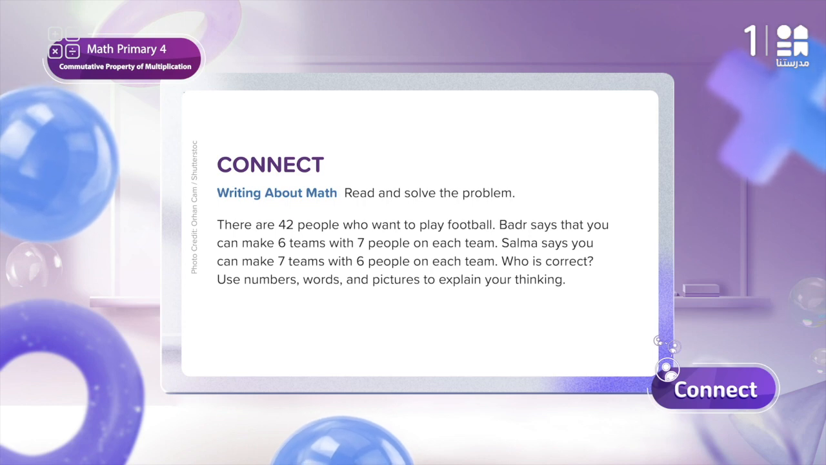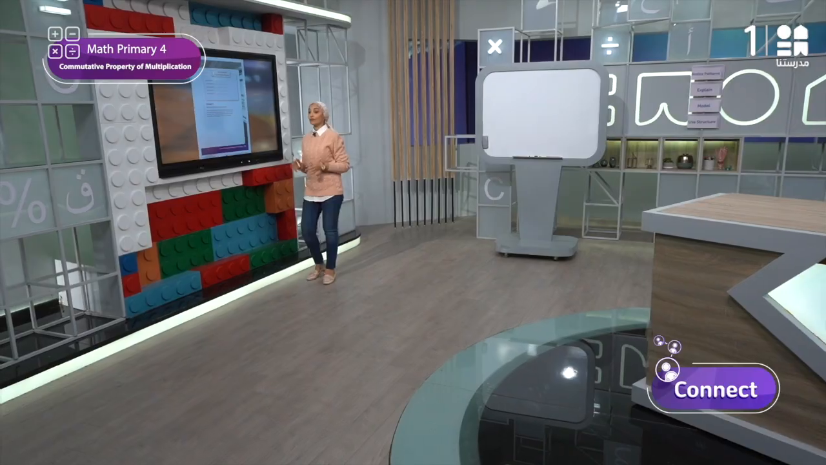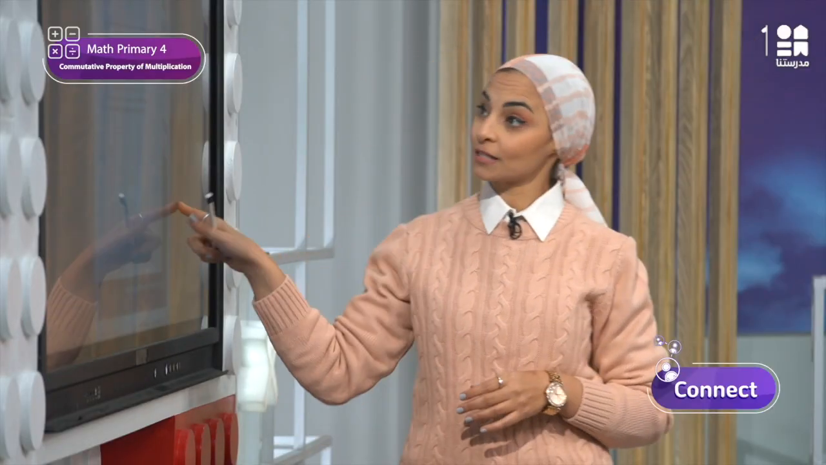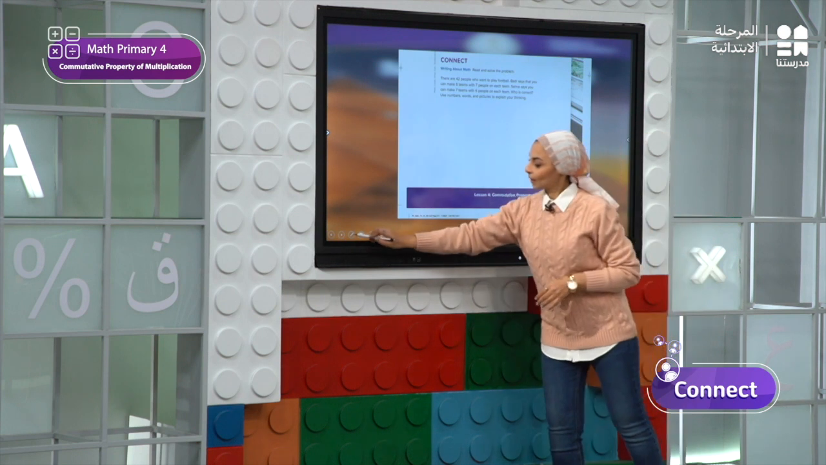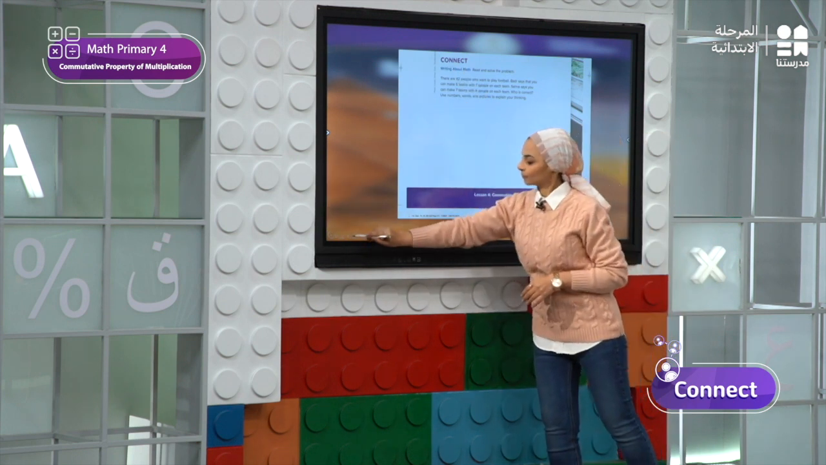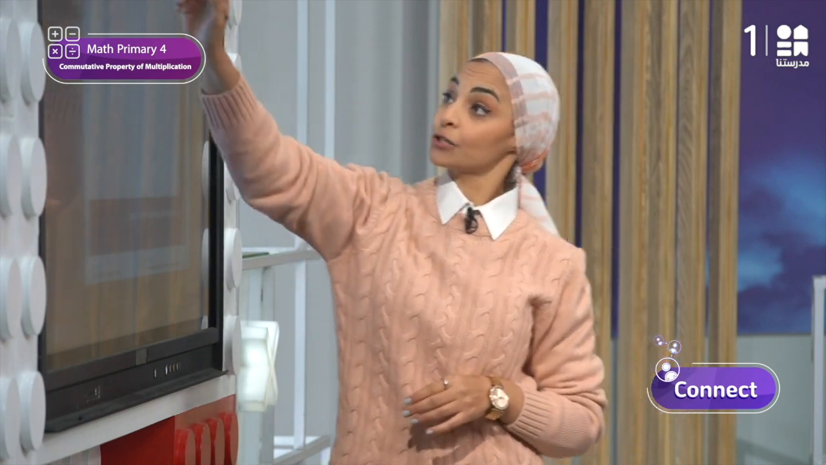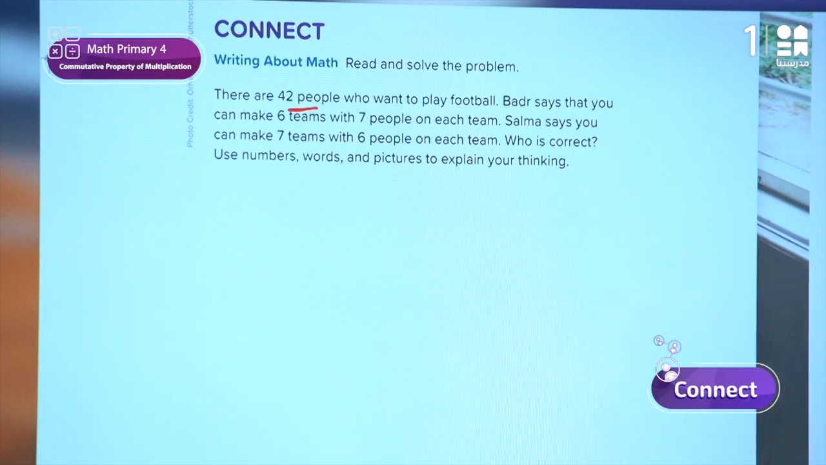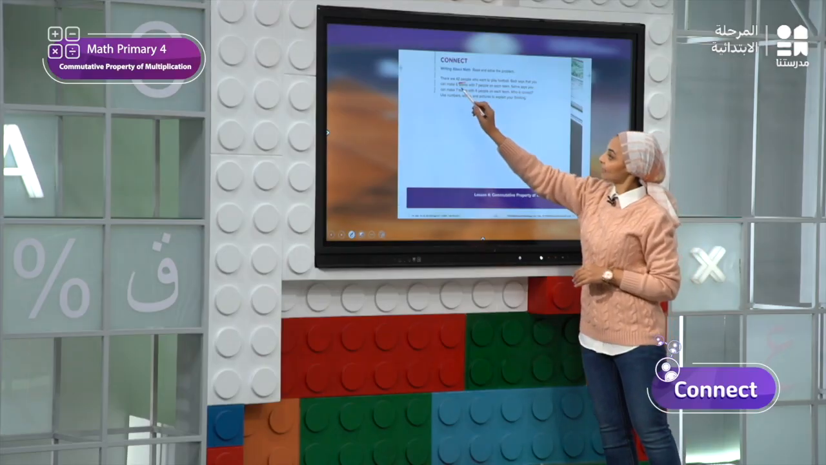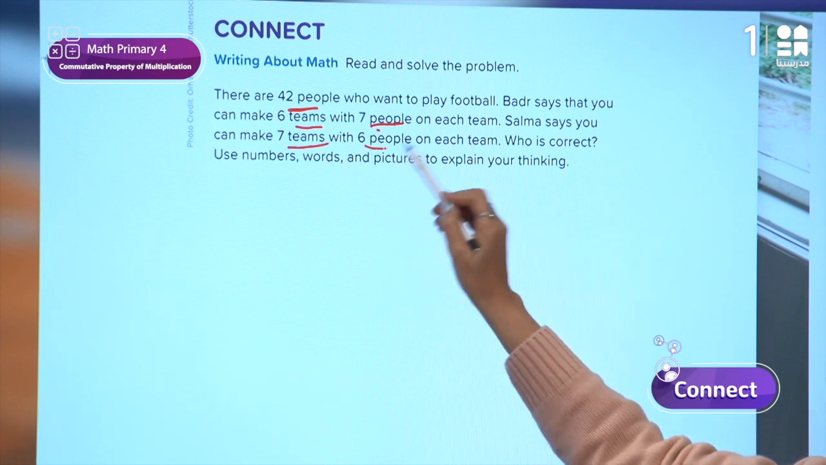Here in Connect, as you see, we have a problem and we need to solve it. Let's solve it together. Now there are 42 people who want to play football. Badr says that you can make 6 teams with 7 people in each team. And Salma said you can make 7 teams with 6 people. That was Salma's answer.